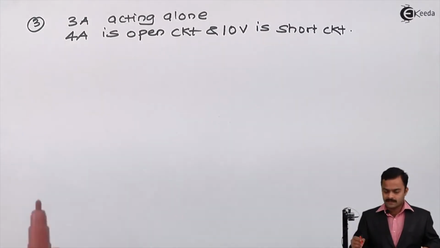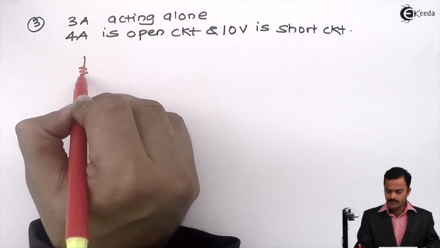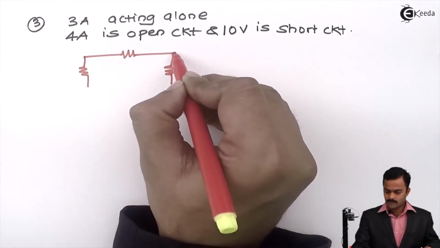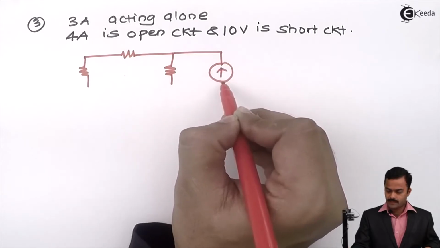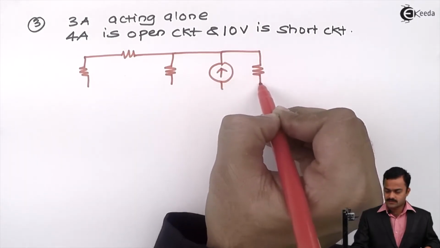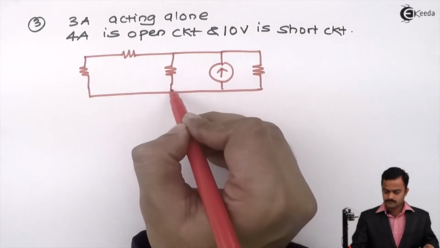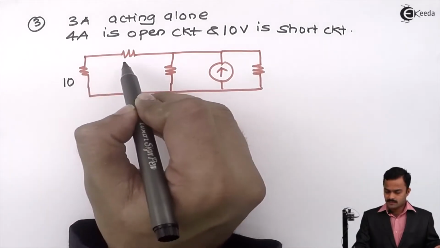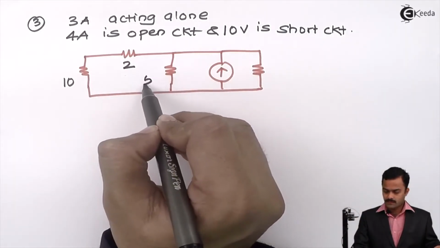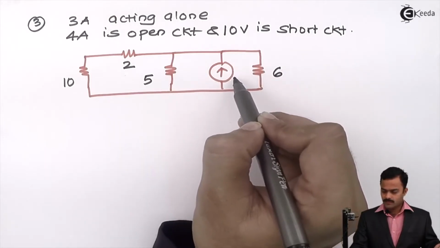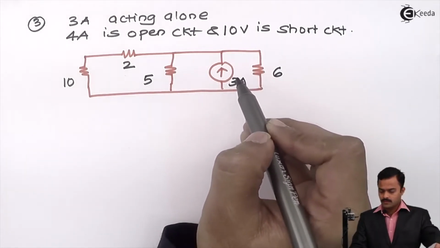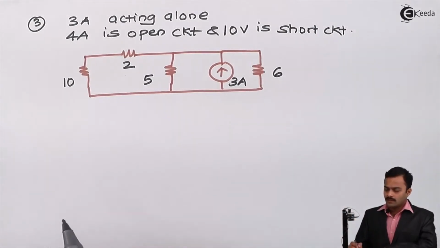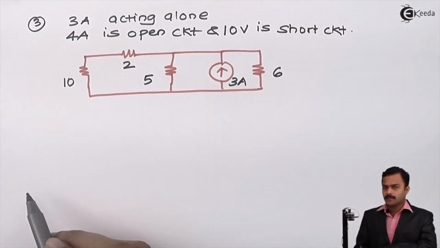So I will get a circuit like this. Current source I have removed, voltage source will be shorted. The only source present is 3 ampere and the load resistance is 6 ohm. So here I will have a 10 ohm resistance, this is a 2 ohm resistance, 5, 6 ohm, and 3 ampere is acting alone now. So here again, if you go for the current divider rule, that will be the simplest solution.